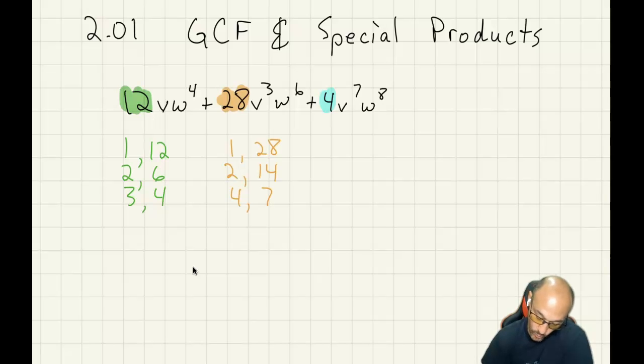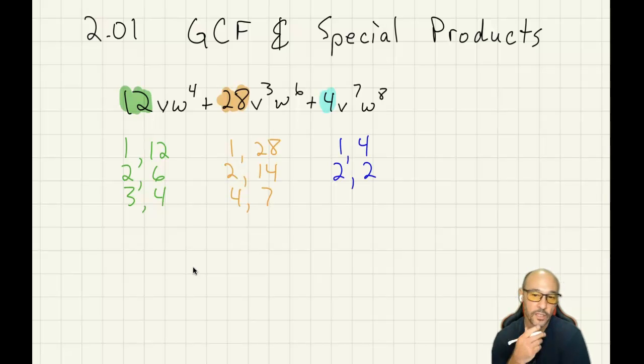And lastly, with the 4, we have 1 and 4, 2 and 2, and we're done. I'm going to use a darker blue. All right. So when I look at those, the biggest number that is in all of them is the 4.